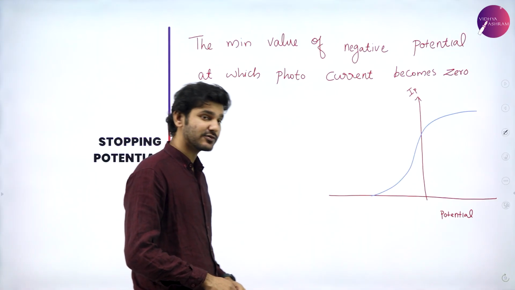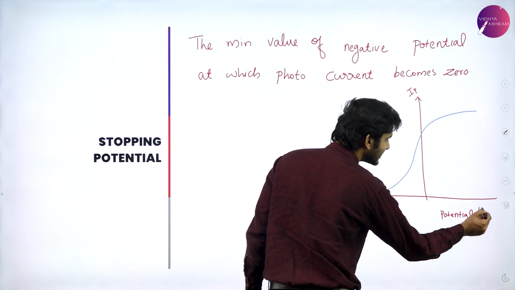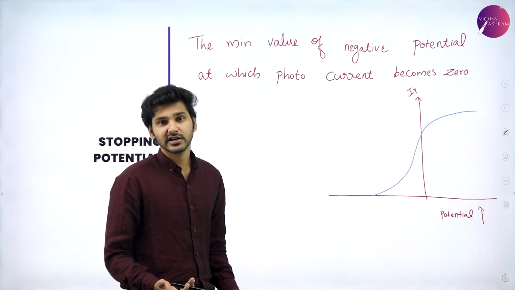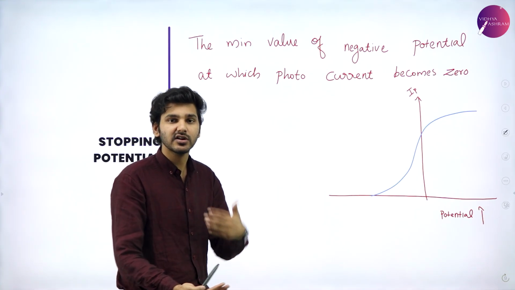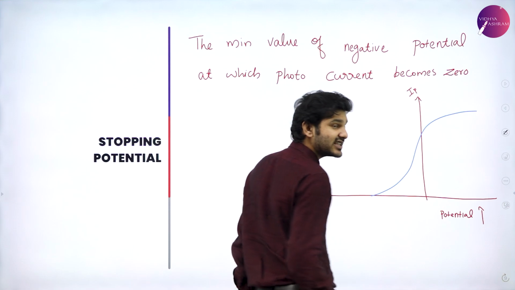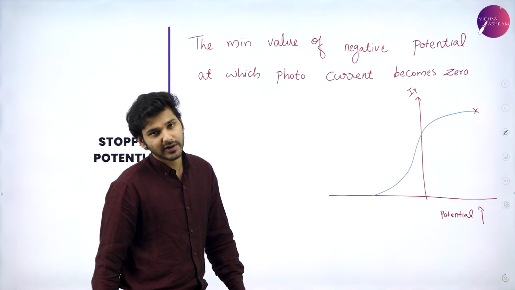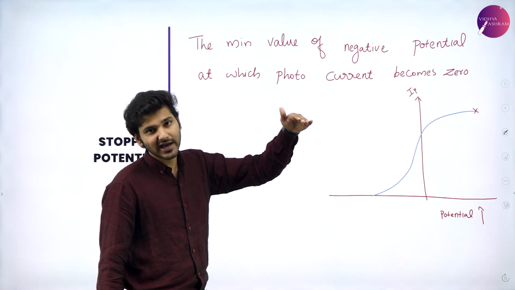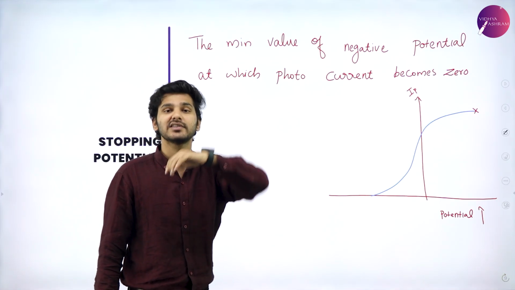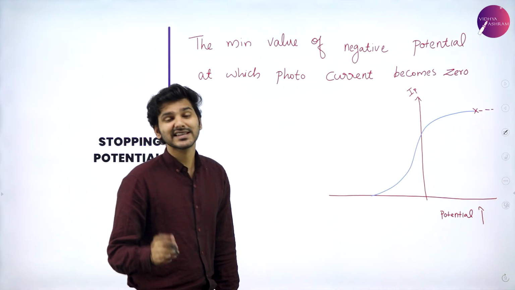We can imagine it in this way: if I am increasing the potential, then automatically electrons are accelerated more. That is, V is directly proportional to I, which means that if I increase the potential, the photocurrent will also increase. The photocurrent will increase up to a point and it will saturate. This is the point where the current reaches a maximum value; after that, even if I increase the potential, the current will stay at that level. That level is known as the saturation point.